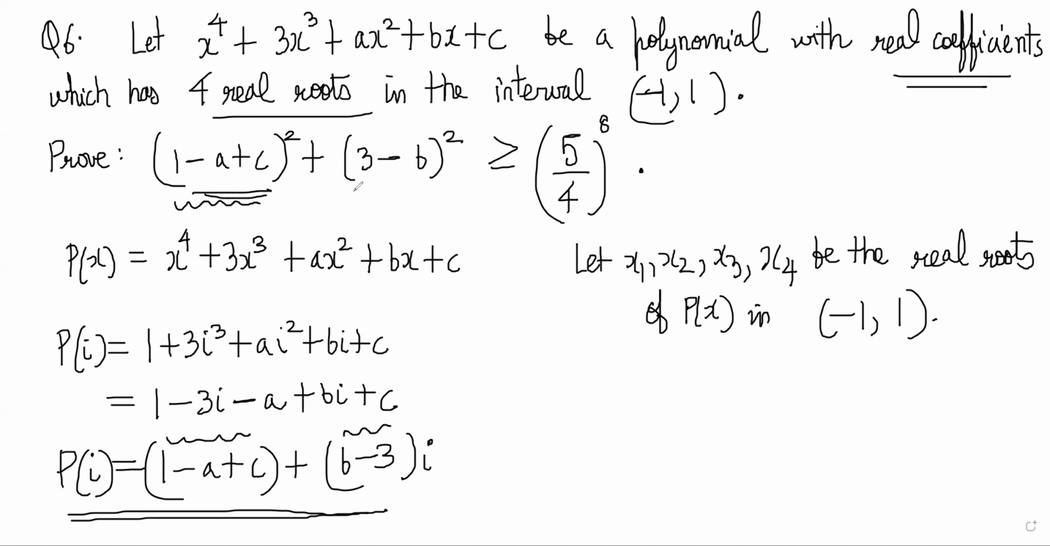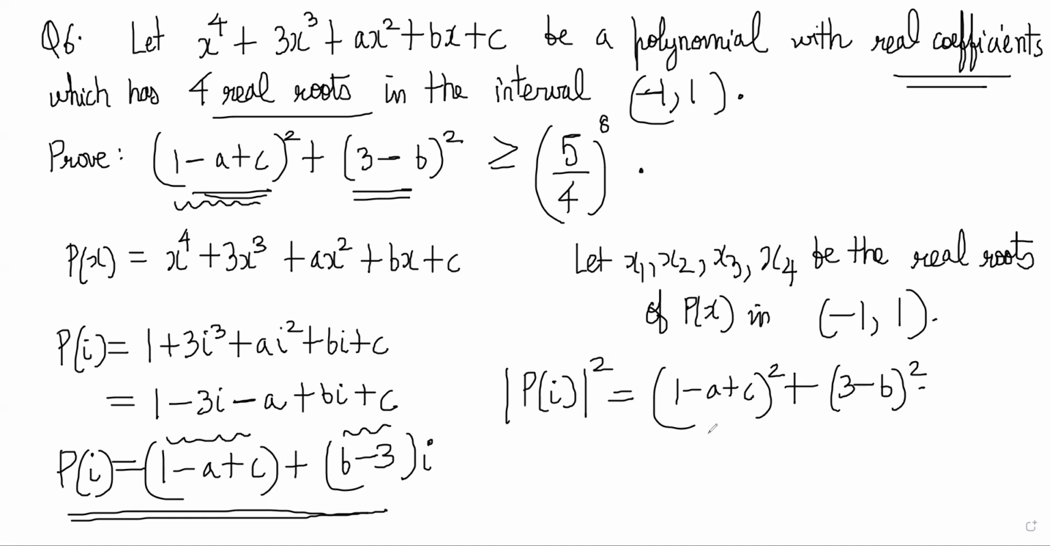So what we have to prove here has those terms itself, right? If you look closely, you will realize that the LHS here is simply mod of p of I whole square. That is going to be 1 minus a plus c whole square plus 3 minus b whole square, right? The modulus of p of I whole square is basically this.